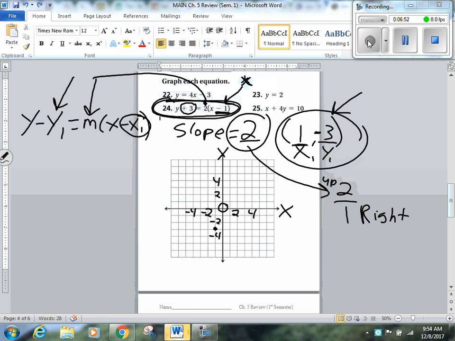So starting at this point here, I'm going to go up 2, 1, 2, over 1, put a point. Up 2, over 1, put a point. I have 3 points on my graph. I'm going to take my handy dandy ruler and draw a line through those points. And that is how my graph should look.